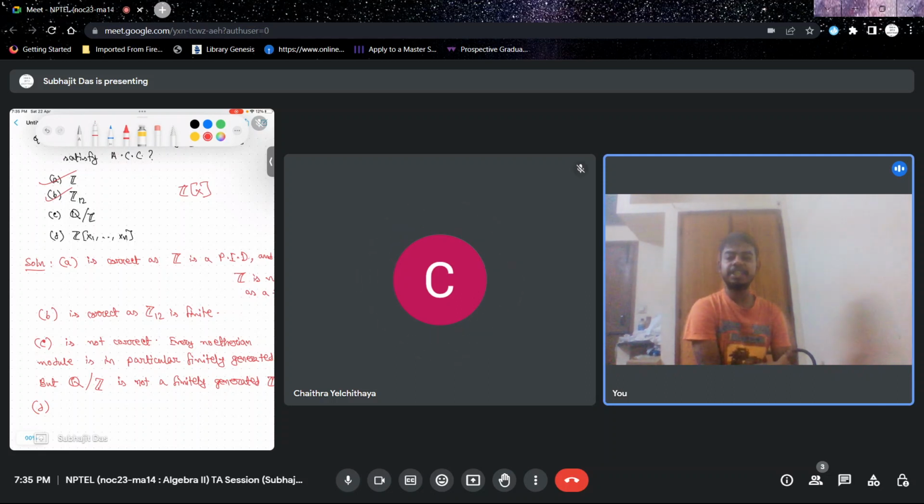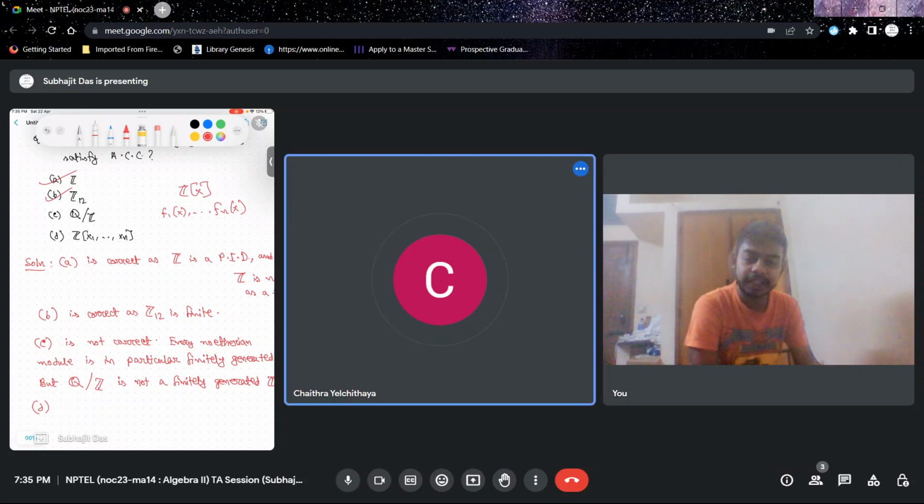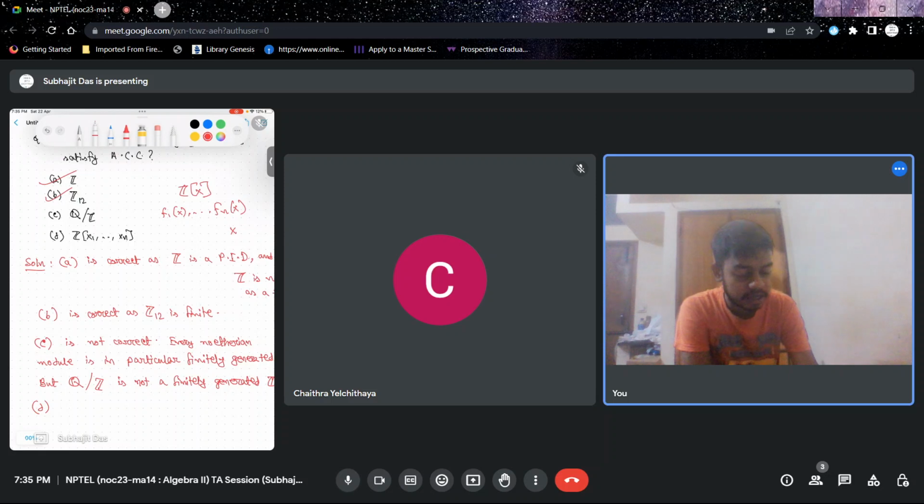Now is Z[x] finitely generated as a Z module? Why is that the case? Because you again take a finite set of generators, let's say f1(x) up to fn(x). These are just polynomials, right? They have a degree. Take the maximum of all their degrees and take some larger power of x which is greater than the maximum of all their degrees. Then x to the power m cannot belong to the submodule generated by these, right?